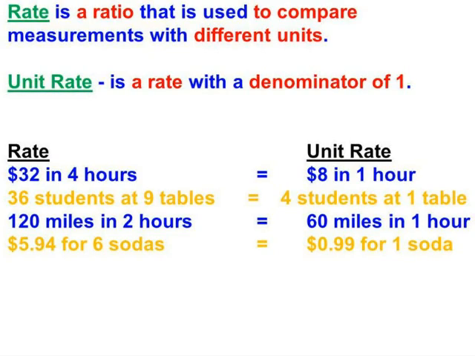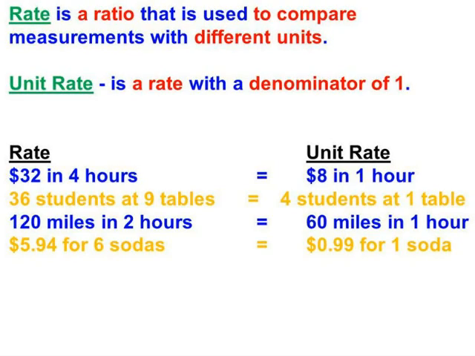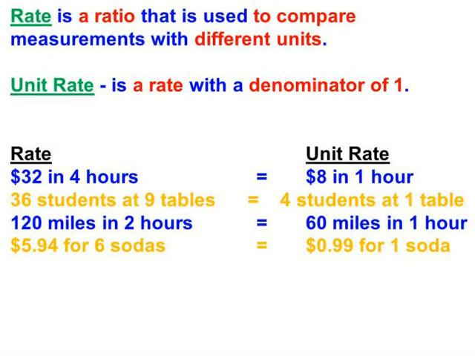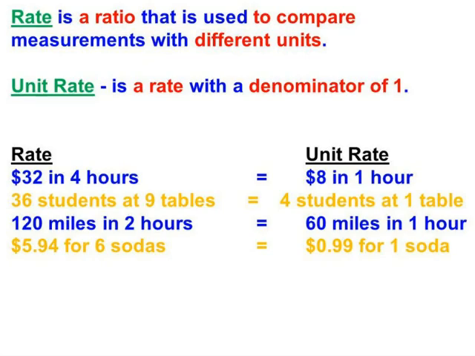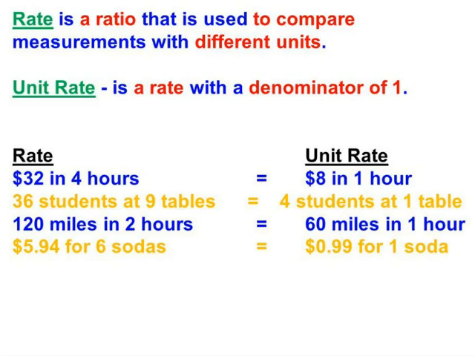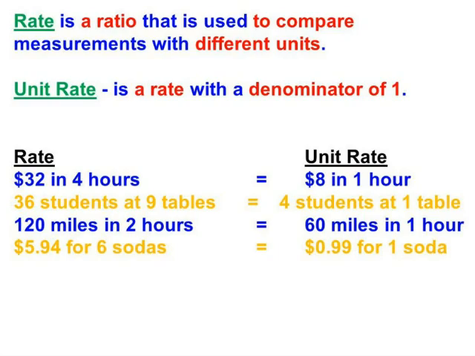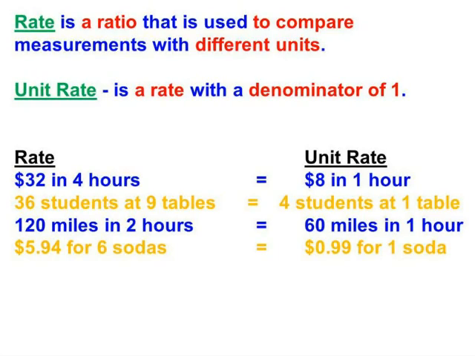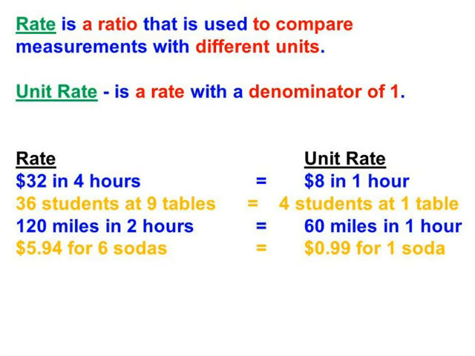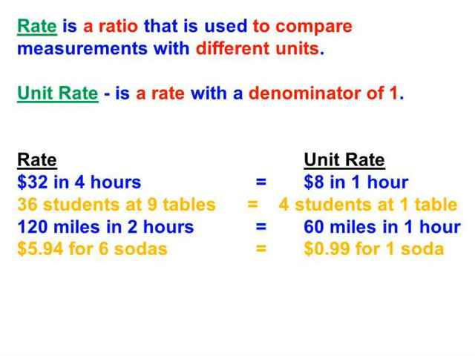And the last example below is $5.94 for 6 sodas. Again, we're talking about dollars and sodas, 2 different units, so we know it's a rate. However, it is not a unit rate until the denominator is 1. So I'm going to take my denominator of 6 and divide it by itself. So 6 into 6 goes 1 time. Then I'm going to take 6 and divide it into $5.94, and I'm left with 99 cents. And that's how we change from rates to unit rates.